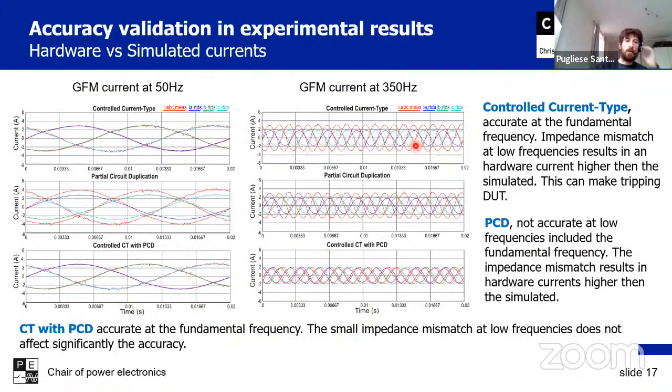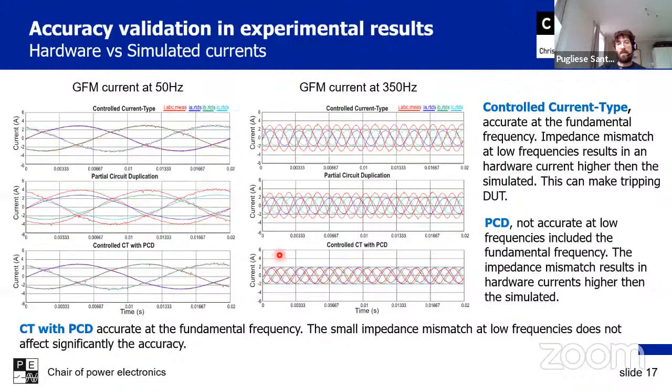This can also be proved with the hardware and simulation current comparison. Here there is a current at 50 Hertz. You see that in the controlled current type they are perfectly matching, so the current in the hardware, physically exchanged by the converter and the power amplifier, matches. When we move to partial circuit duplication, the red one is the measured current, the hardware. It's higher because the equivalent impedance of the load is reduced. As soon as we move to a hybrid combination of both of them, we have again a perfect matching.